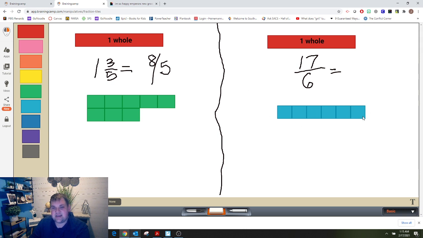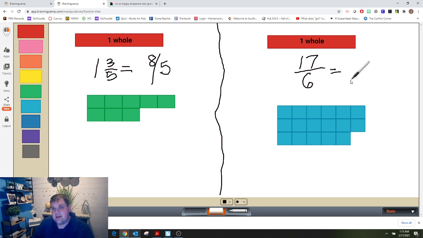So here's 6/6, but I need to get to 17/6. So I'm going to add more 6 pieces. There's 7, 8, 9, 10, 11, 12. I need more to get to 17, 13, 14, 15, 16, and 17. So I have 17/6 represented. Remember, with a mixed number, I'm going to have a whole number. So there's 2 wholes, plus a fraction for the extra pieces. 1, 2, 3, 4, 5. 5 is the numerator, and there's 6 pieces in one whole, so 5/6.